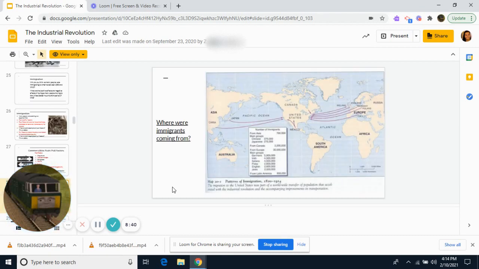Where were immigrants coming from? The migration in the United States was a part of a worldwide transfer of population that accelerated with the Industrial Revolution and accompanying improvements in transportation. From Asia, Chinese 370,000 and Japanese 275,000; from Europe, Germany and Poland.